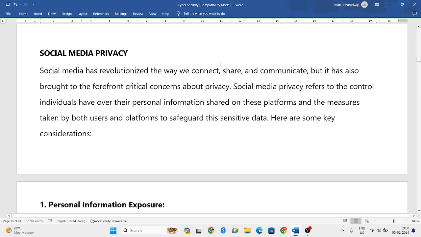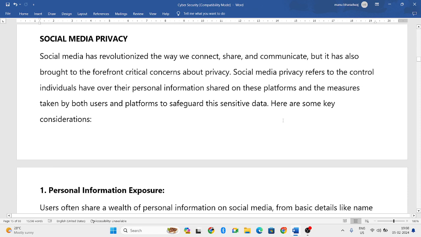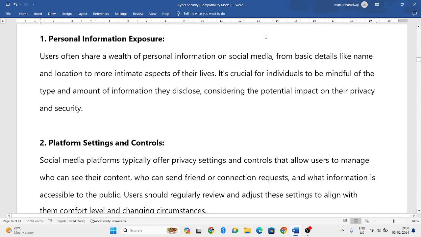Some little things which you have to consider when it comes to privacy are as follows. First one is personal information exposure. While giving your basic details like name, location, phone number, email ID and all, you should be very careful, and you should know whether it is really needed for you to share your personal information on that particular platform. The more information you disclose, the more risk you take. So you should be very careful while exposing personal information.